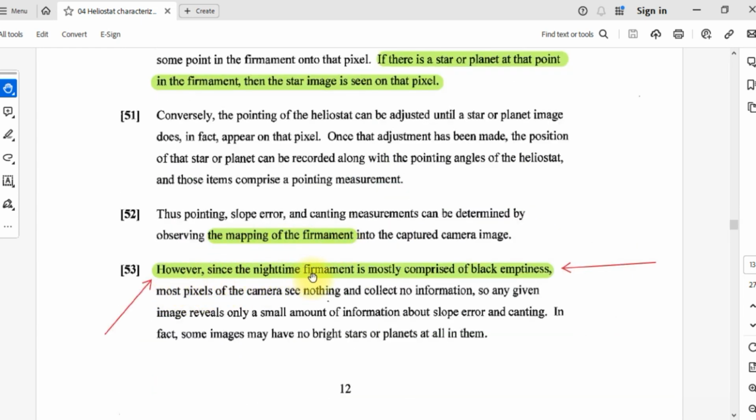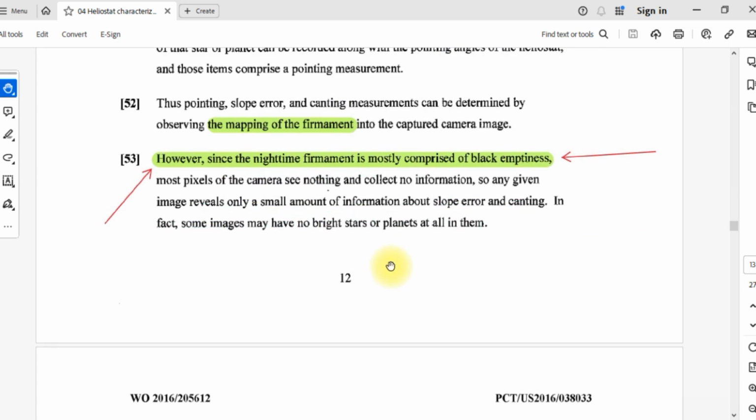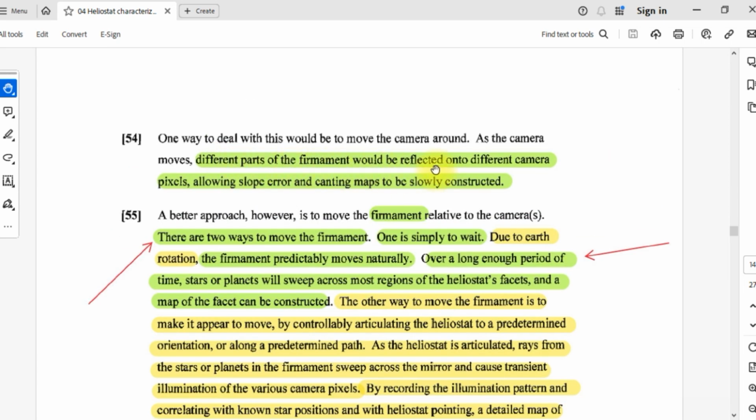However, since the nighttime firmament is mostly comprised of black emptiness, different parts of the firmament would be reflected onto different cameras. Pixels allow slope error and canting maps to be slowly constructed. There are two ways to move the firmament. Now here they say due to the Earth's rotation, but we know Earth does not rotate. They consider it to be fixed and non-rotating, and the stars moving from east to west.